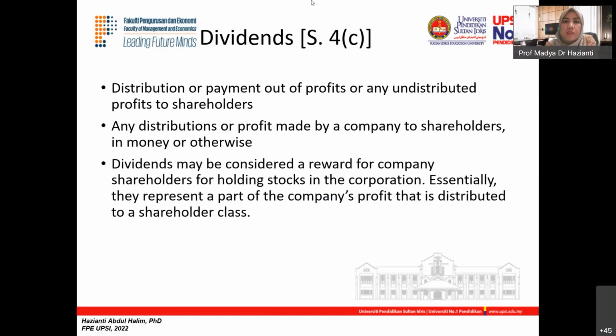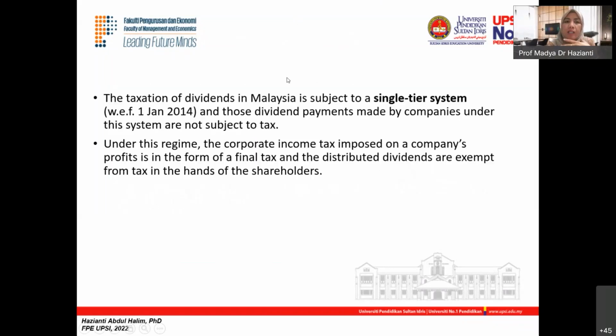Right, so for this one, first one is dividend. Okay, this is very straightforward. Sebab apa saya kata straightforward? Sebab dividend is exempted. Right, so dividend, everybody knows what is dividend. So it is a distribution payment of profits, or any undistributed profits, to shareholders. For example, you invest in company A, you get dividend. So that dividend is a distribution from the company to us lah, the shareholders. So it is a reward for holding stocks in the corporation. Okay, so company to make profit, dia bagi dividend dekat shareholders.